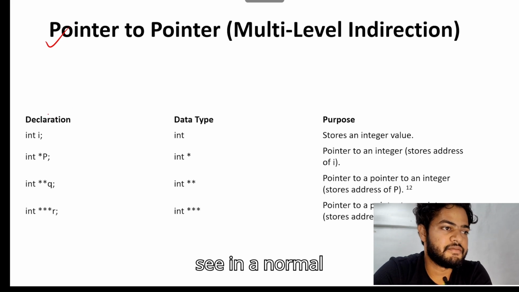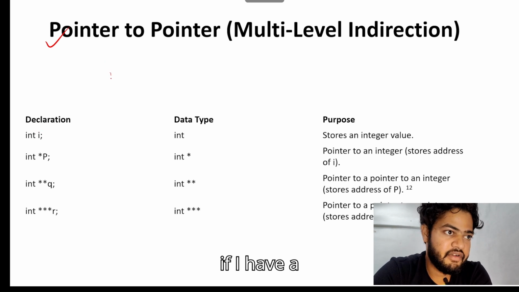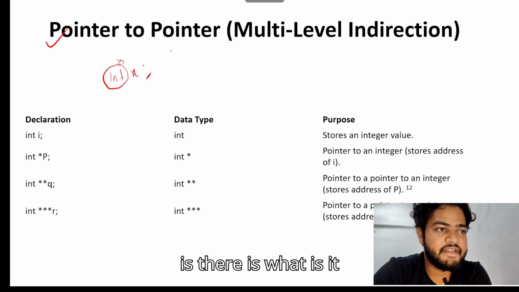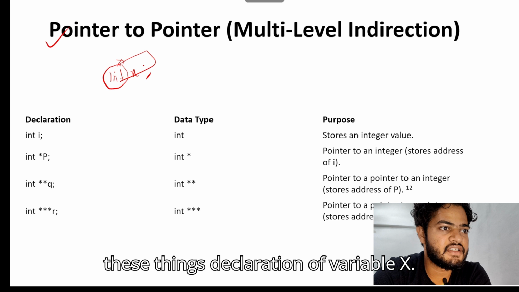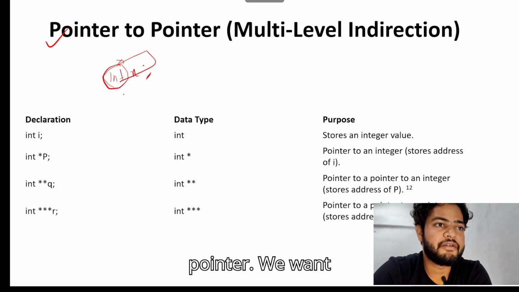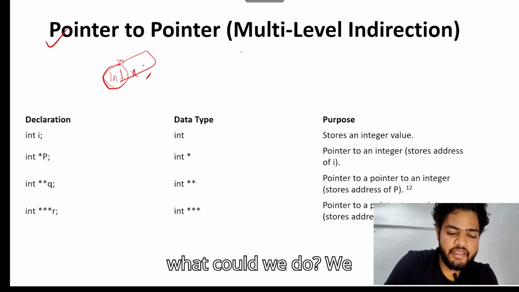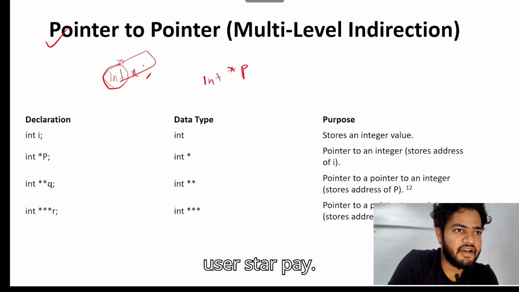So see, in a normal integer, like if I have an integer x, in this integer declaration part, integer is what? It's a declaration part. It's a data type, as well as all of this together is a declaration of variable x. Similarly, if we want to declare a pointer, then what could we do? We can do it like this: integer star p.